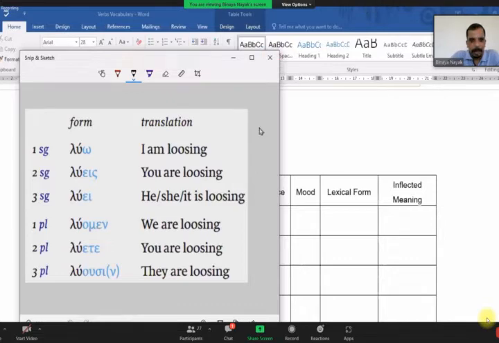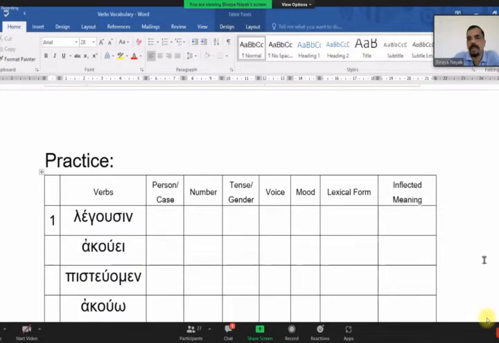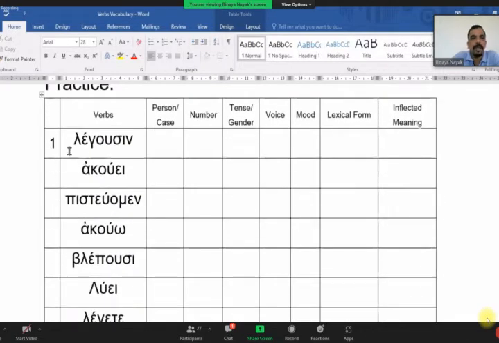Okay, we'll keep it in the background and try to practice here. Can anybody read this one? Sam, come again, please, your voice was breaking. Legousin. Okay, this is a verb, so we don't have case and we don't have gender. If it is a noun, then you will have case and gender. But it is a verb, so we have person and tense.